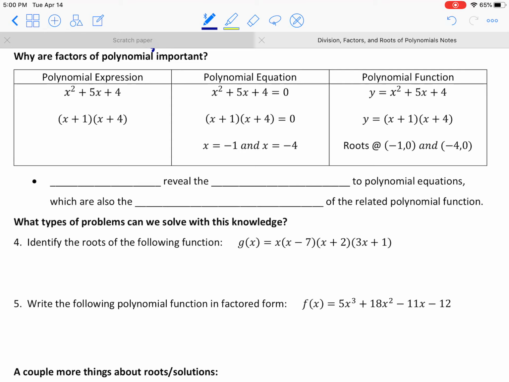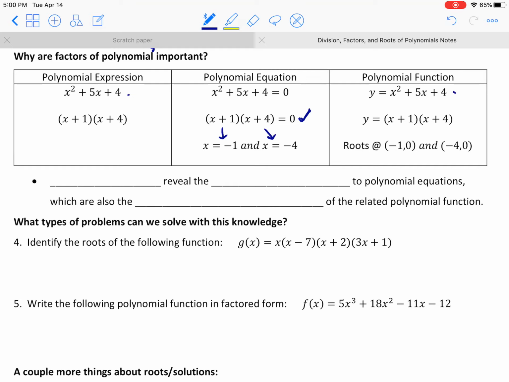So if we were looking at a polynomial expression, right, no equal sign, just an expression in factored form, x squared plus 5x plus 4 doesn't really do much for us. But if we took that same expression and made it an equation, well, the equation in factored form is much more helpful because that factored form shows me the solutions. I can tell right away negative 1 and negative 4 are solutions. I can't see that here, right? That standard form doesn't show me anything, but here my factored form tells me the solutions.